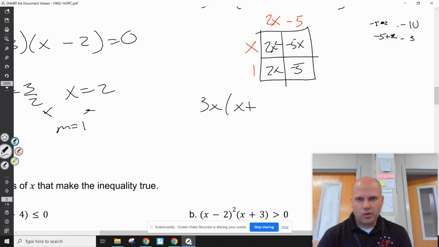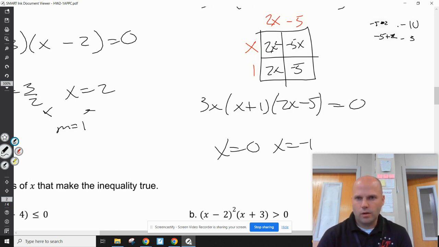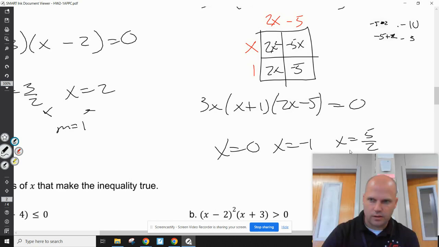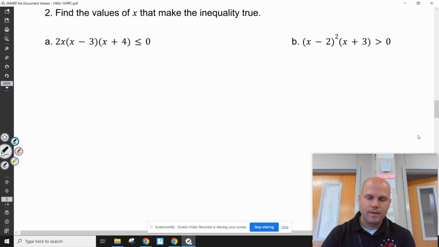x plus 1 times 2x minus 5. X could equal 0, negative 1, and 5. Now, we started with that in class. Then we moved on to inequalities, okay?